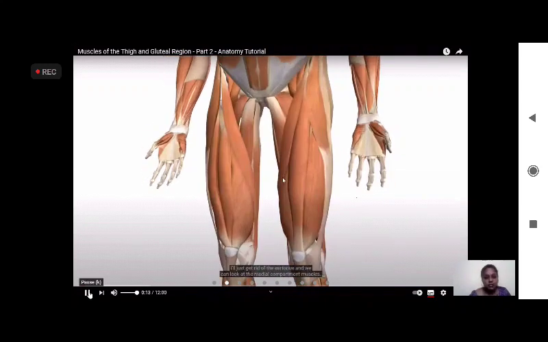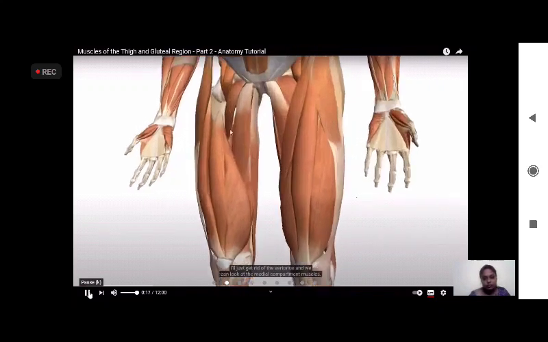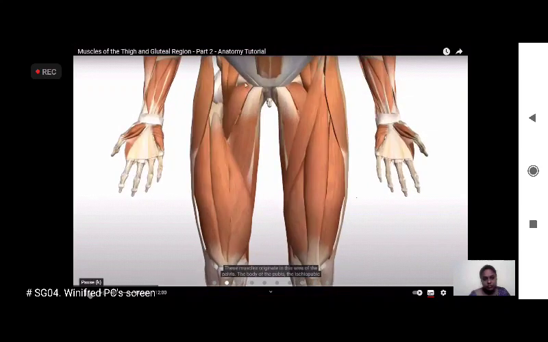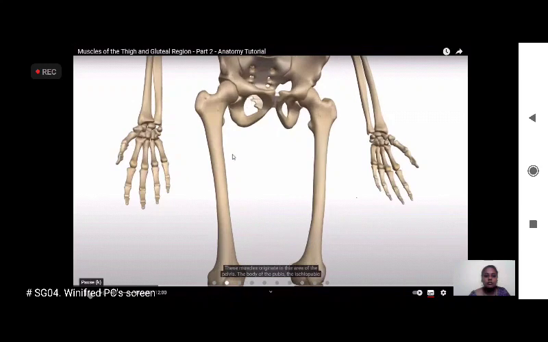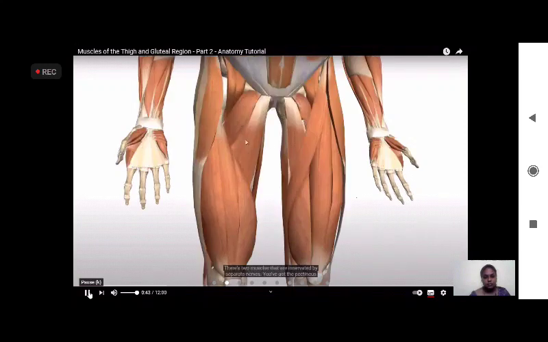We'll take a look at those now. So I'll just get rid of the sartorius, and we can look at the medial compartment muscles. These muscles originate in this area of the pelvis, the body of the pubis and the ischiopubic ramus. This is where the muscles of the medial compartment originate. And these muscles are mainly innervated by the obturator nerve.